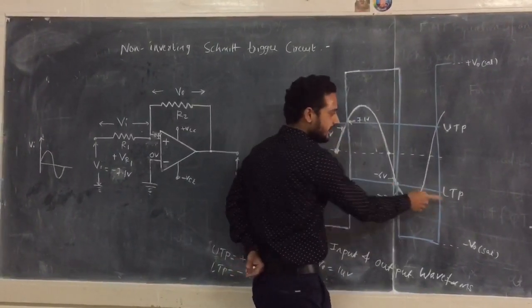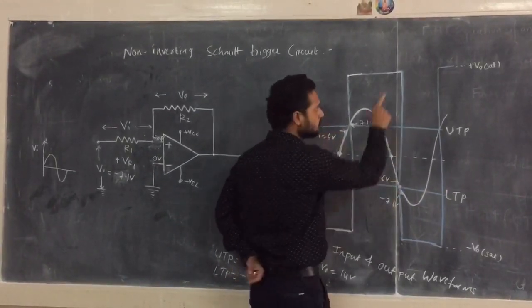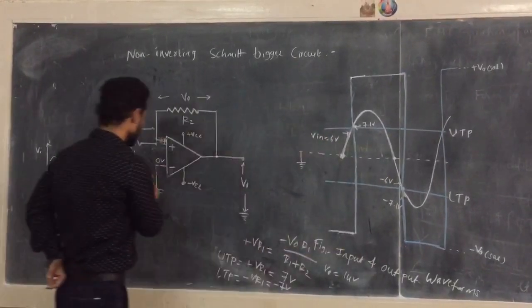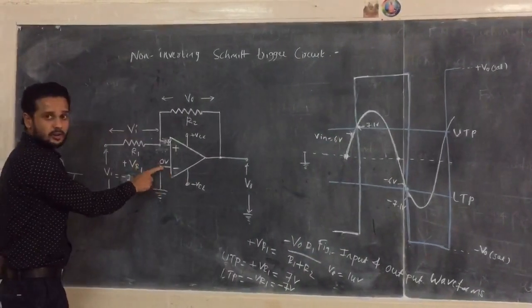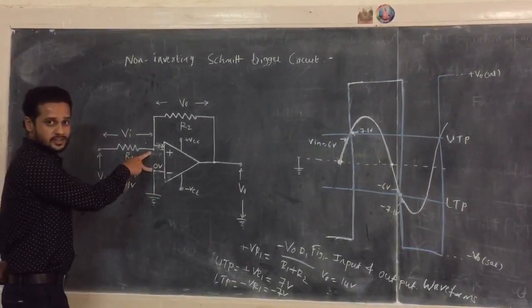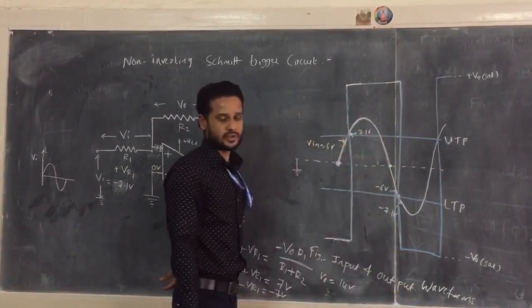So it finds that there is a triggering point. If there is a triggering point, what makes the output switch from plus V naught saturation to minus V naught saturation? This one: because the voltage at the inverting terminal of the op amp is more. Because it continuously compares these two voltages, the output switches to minus V naught saturation.